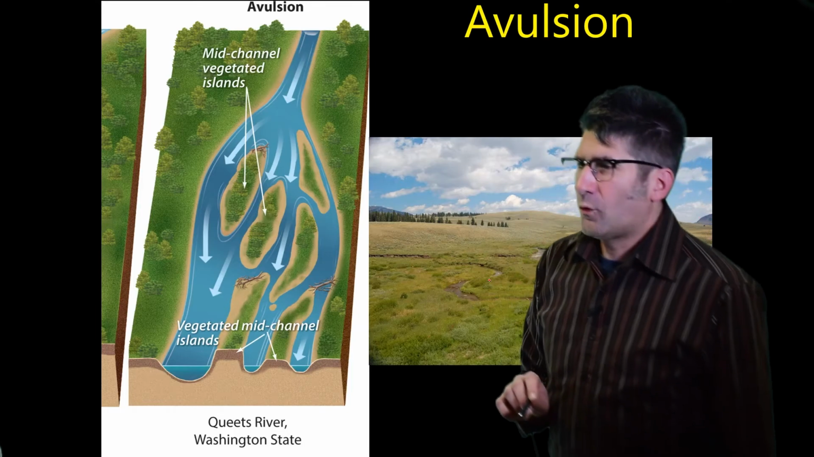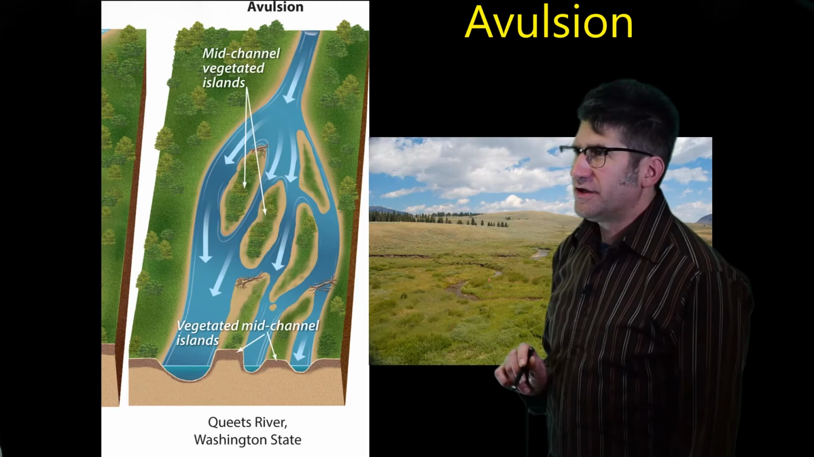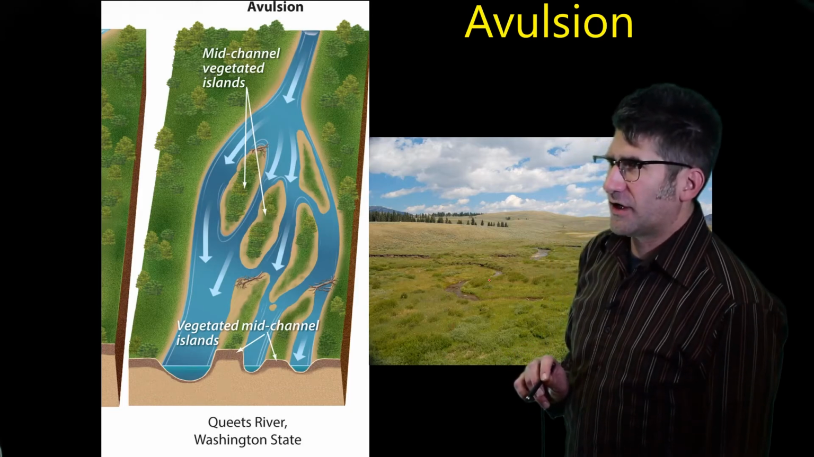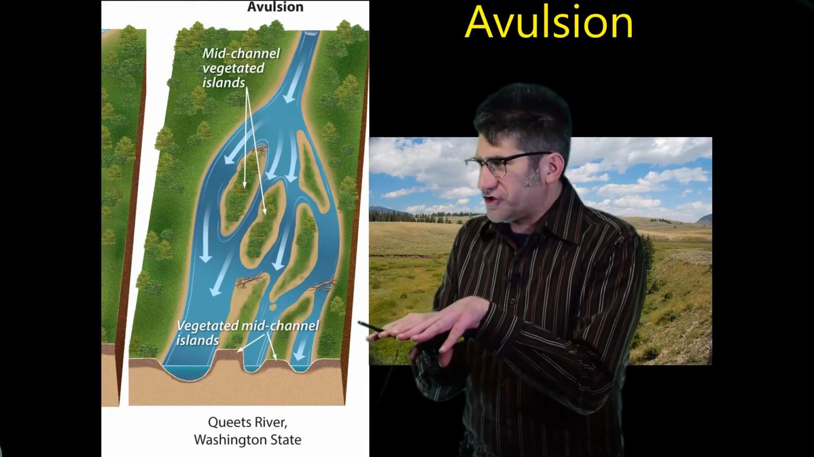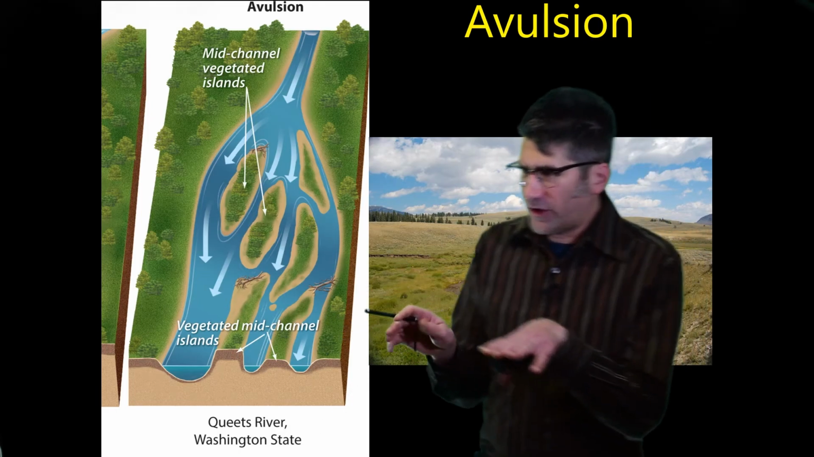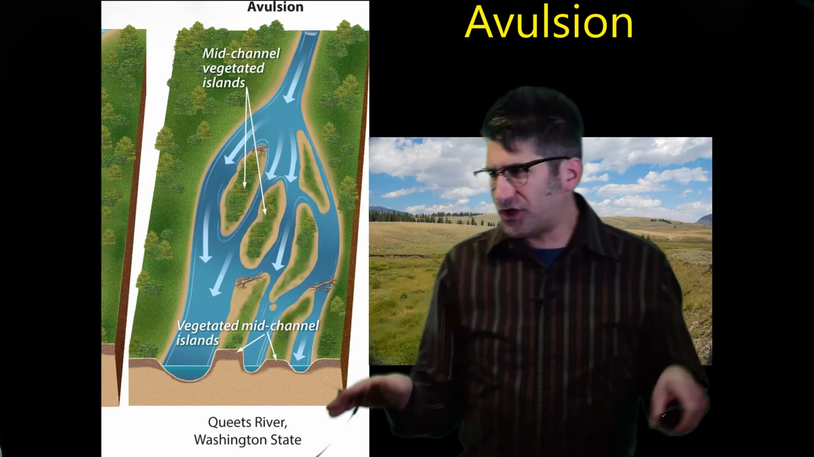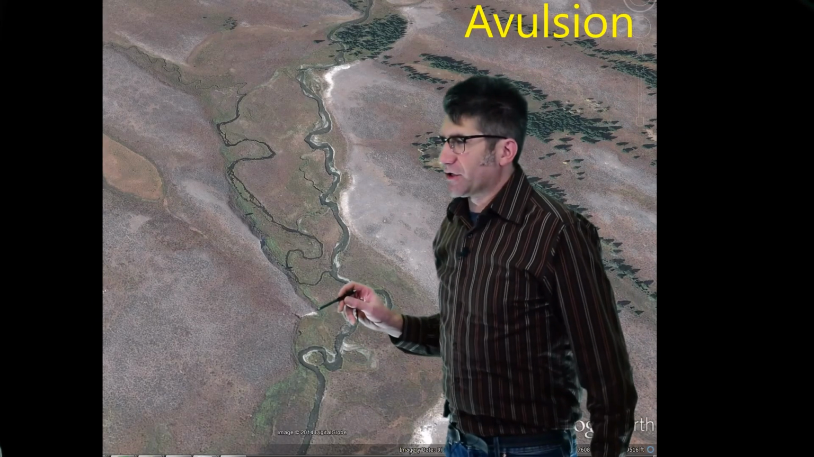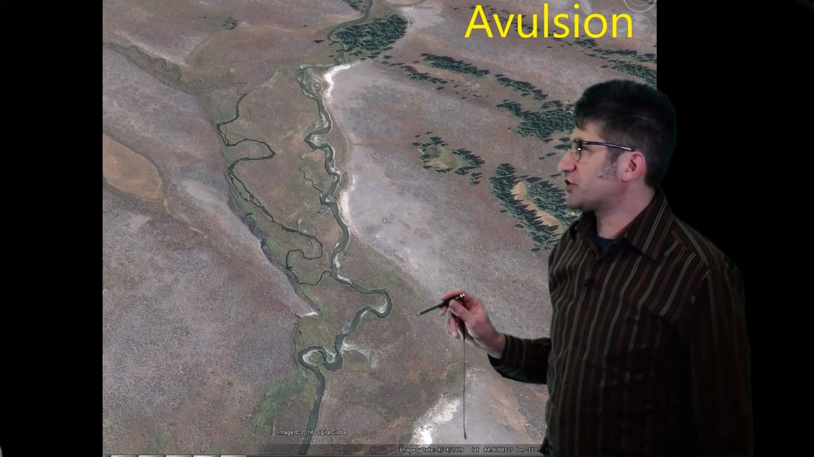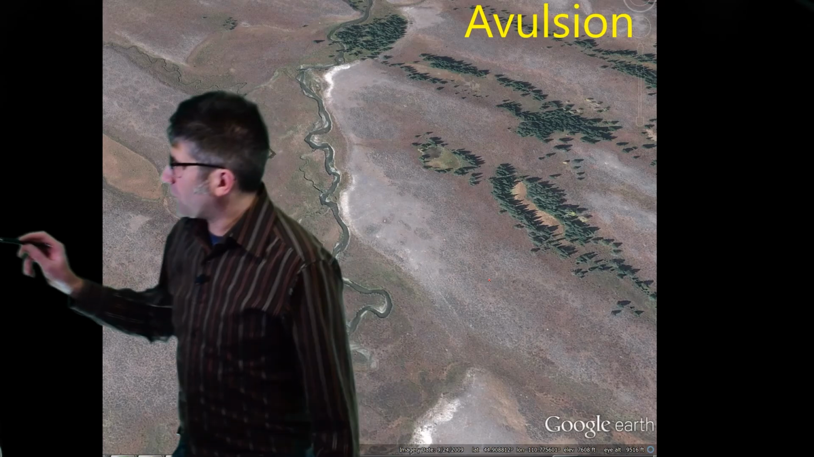Okay, one final term I want you to know is the term avulsion. Avulsions occur where you're going to basically have your channel jump from one stream to another. An avulsion occurs when the channel's flowing down in one meandering path and then it jumps to another. I'll show you a great example of this. Here's an avulsion from the Gardner River in Yellowstone, Montana.